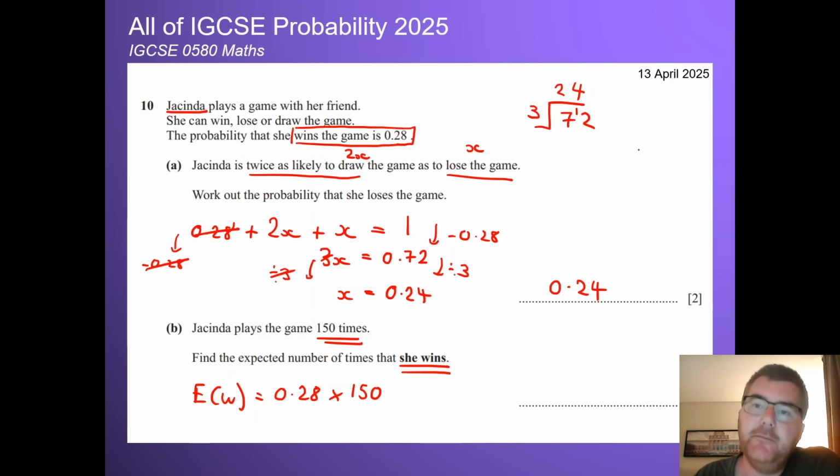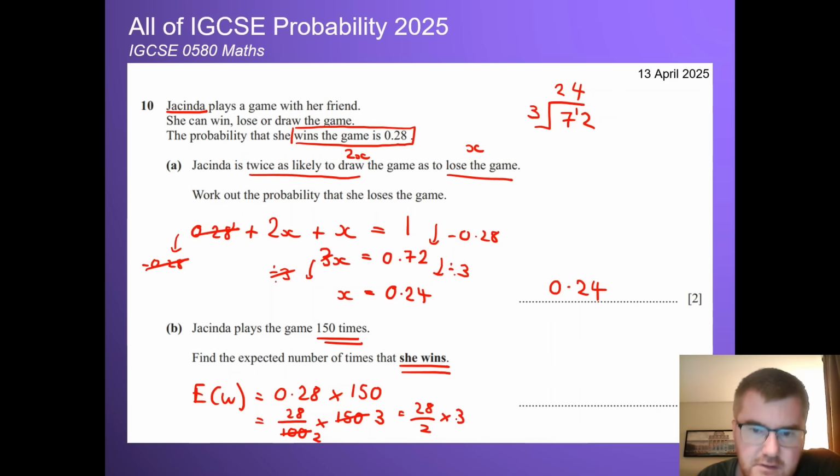Again, we could actually do some long multiplication. What I prefer to do here instead is actually write this as a fraction. So we have 28 over 100 times 150, and then we can do some cancelling. So how many 50s go into 100? Well, 2. How many 50s go into 150? Well, 3. And so that gives us 28 over 2 times 3. 28 over 2 is just equal to 14. And 14 times 3, again, we could work that out. Fairly easy to just be 42.